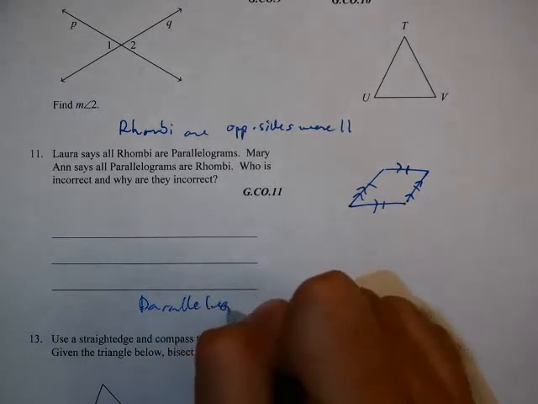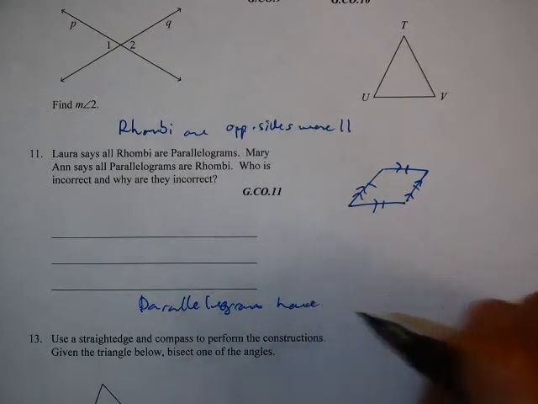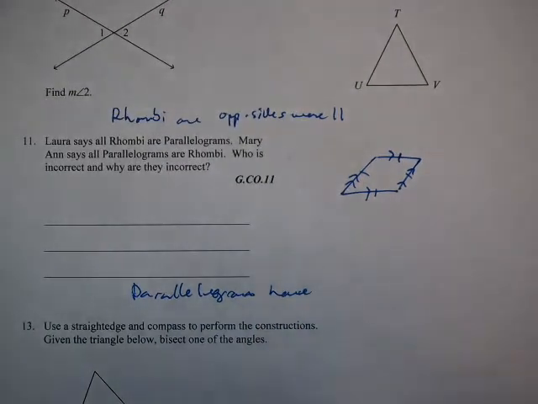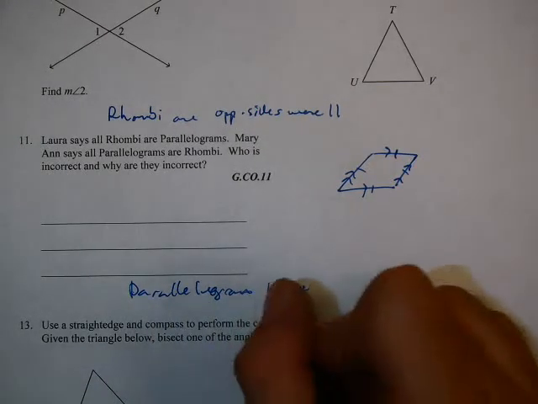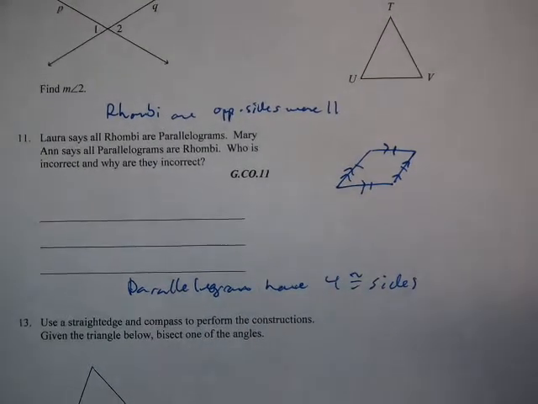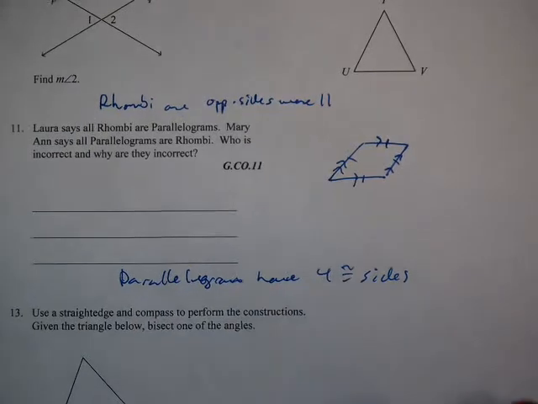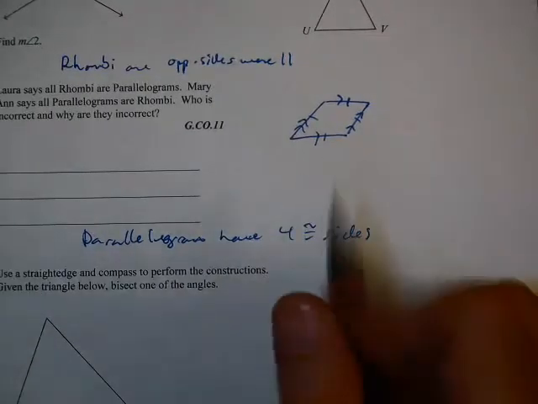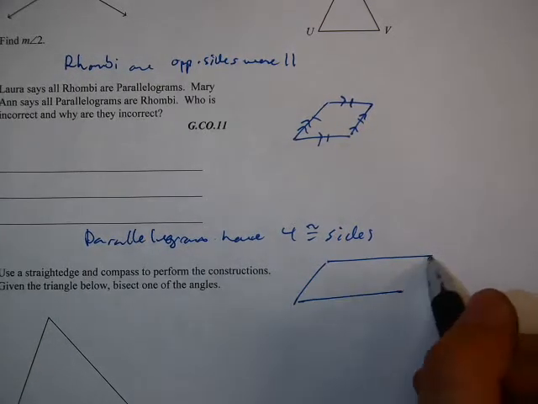Parallelograms. I'm going to say instead of are have. Now the thing that makes rhombi or a rhombus unique is that it has 4 congruent sides. So I say parallelograms have 4 congruent sides. Now is that true? If I draw a parallelogram, does it automatically have 4 congruent sides no matter what parallelogram I draw? Well, I can draw a parallelogram like this.